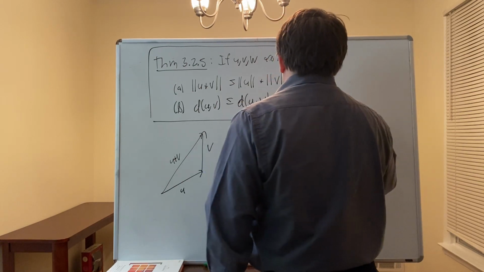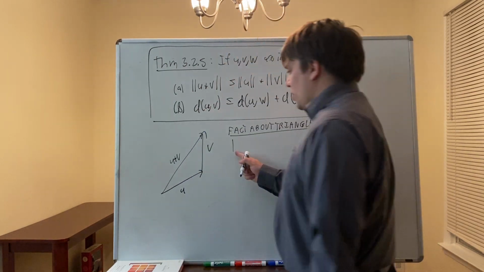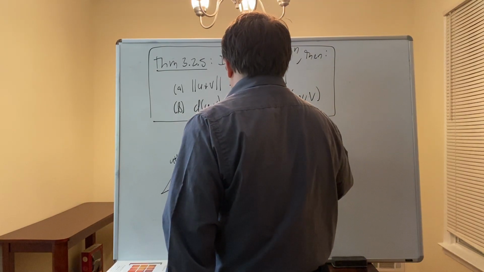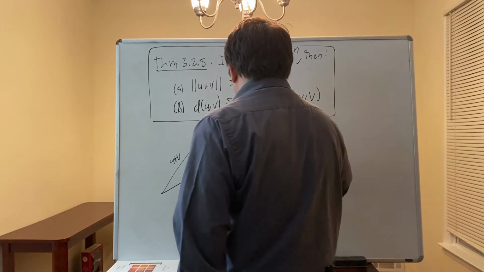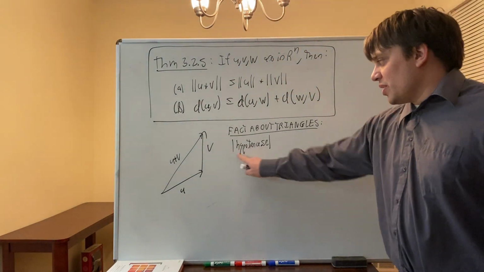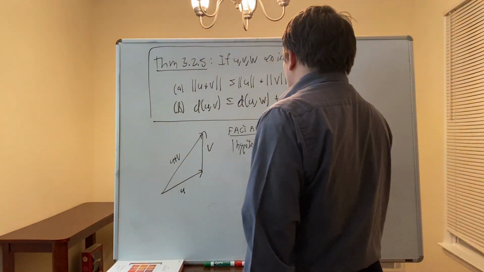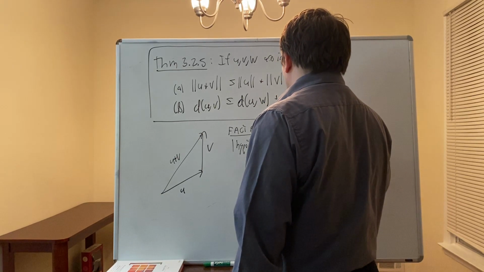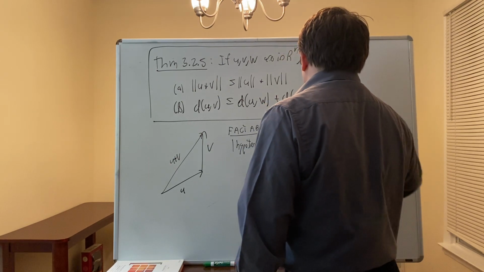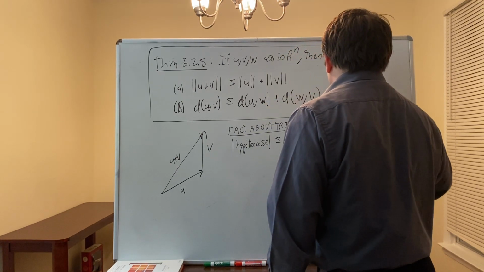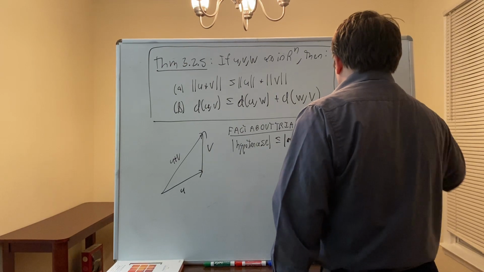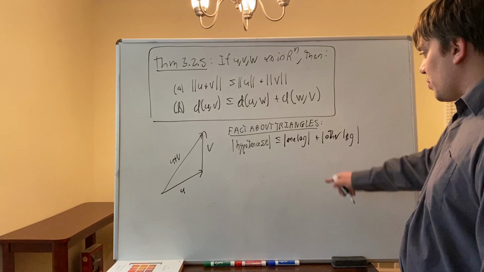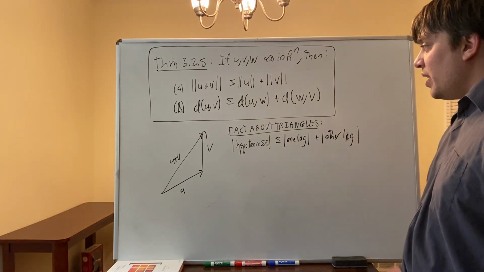So a fact about triangles is that the length, and I'm going to use absolute value around it to mean length, of the hypotenuse is less than or equal to the length of one leg plus the length of the other leg of the triangle. Every triangle has one hypotenuse and two legs. So the length of the hypotenuse is less than or equal to the length of one leg plus the length of the other leg. That's a fact about triangles.